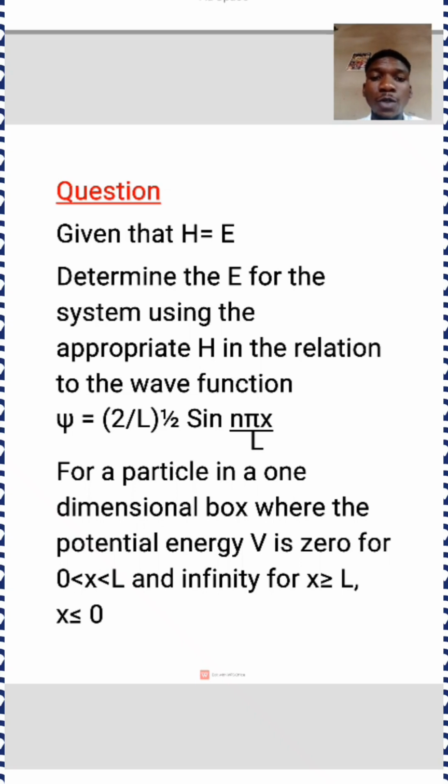The wave function is equal to (2 over L) all in bracket raised to the power 1 over 2, that is the square root of 2 over L, times sine of n pi x over L, for a particle in a one-dimensional box where the potential energy V is 0 for 0 less than x less than L, and infinity for x greater than or equal to L and x less than or equal to 0.